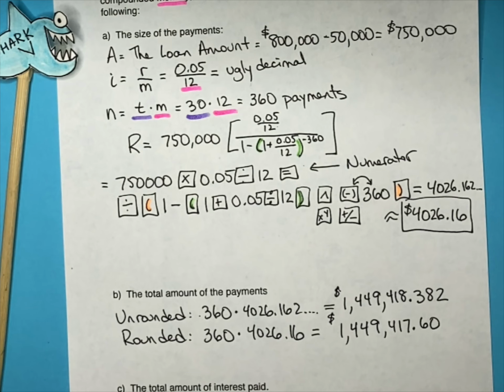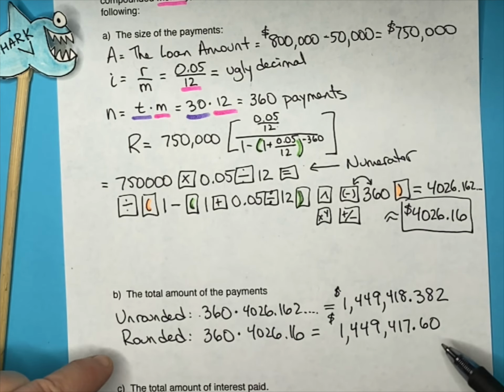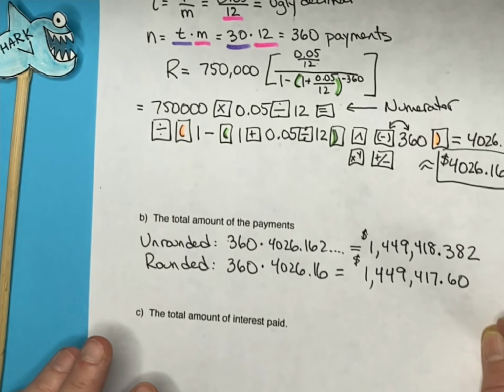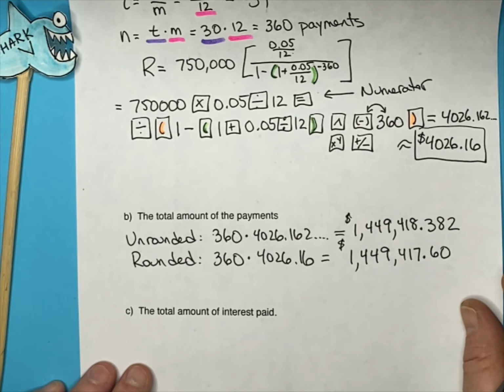Sometimes WebAssign would like the unrounded amount, and sometimes they want the rounded amount. If you're ever curious which one the homework wants, just let me know. I'm happy to help you figure that out, because sometimes the instructions are not great on the online homework.